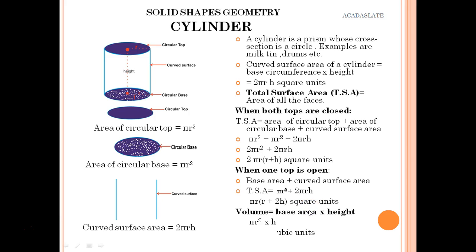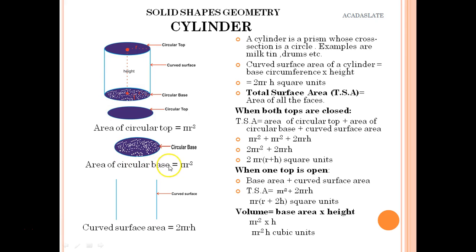Now the next one is to find the volume of the cylinder. And what is the volume of the cylinder? The volume is usually the base area times height. If you look at the shape of the cylinder, the base is a circle.